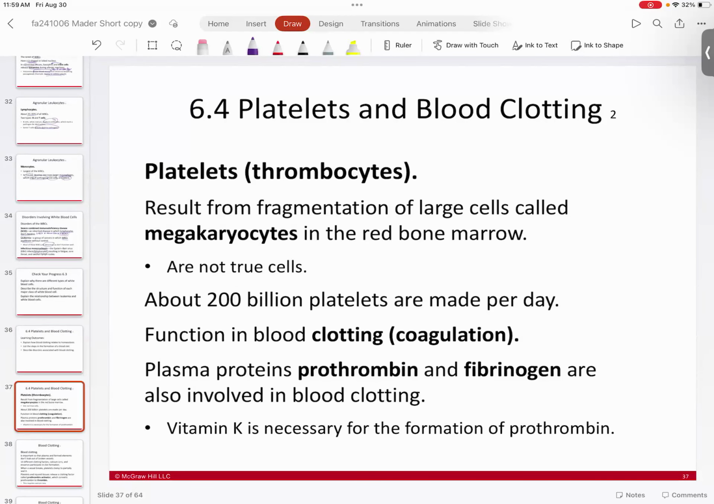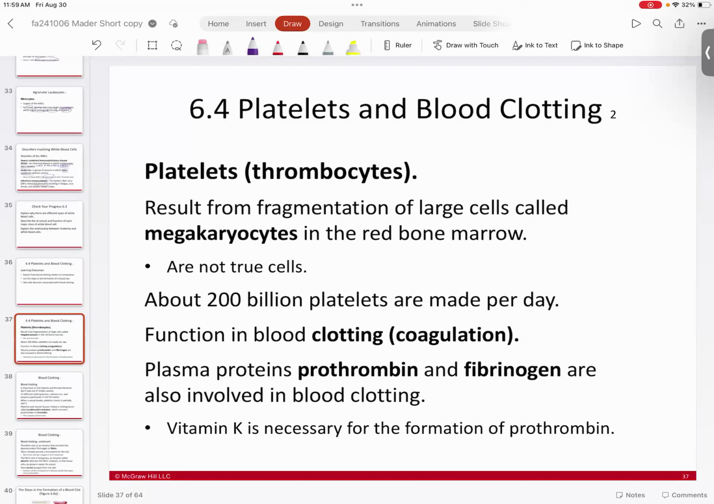Now let's take a look at platelets and blood clotting. Platelets, basically thrombocytes, are essentially fragments of a larger cell called megakaryocytes, which are also made as part of the white blood cell developmental lineage in red bone marrow. So platelets themselves are not true cells, they're chunks of cells. And you have about a couple hundred billion platelets made per day. Of course, it depends. If you're doing a lot of blood clotting, you're probably going to make more to replace it.